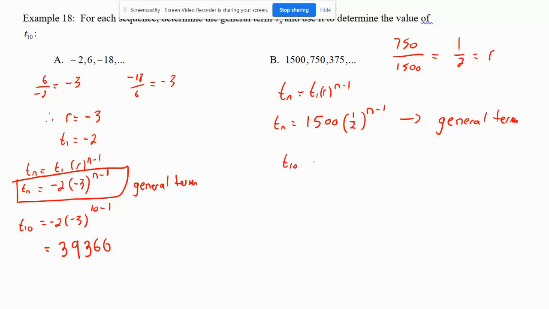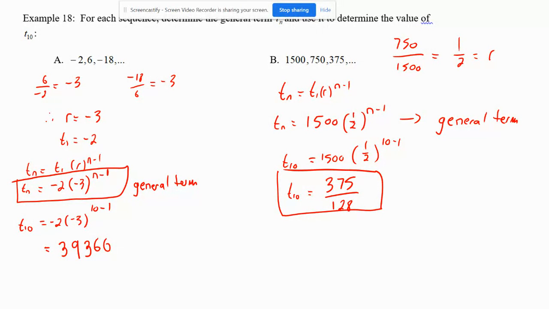So T10 equals 1500 times 1/2 to the 10 minus 1. Calculator time, 1500. I'm just going to go math frac on that, guys. So T10 equals 375 over 128. So there's my 10th term.